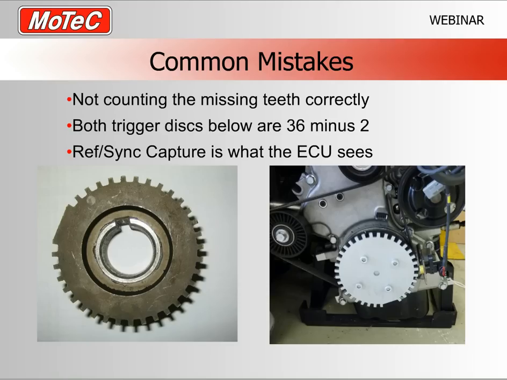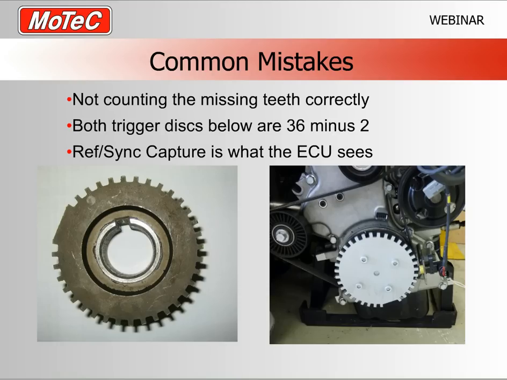Now, the one on the left, people will sort of count that as 36 minus 3. I won't go into the counting yet, and the other one on the right, they'll count as 36 minus 2. They're both actually 36 minus 2.